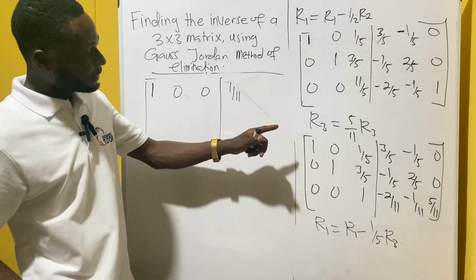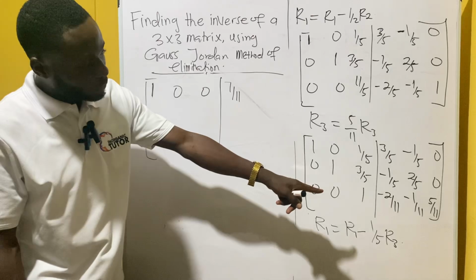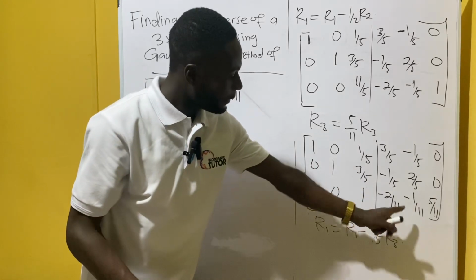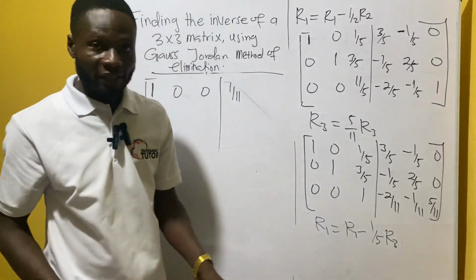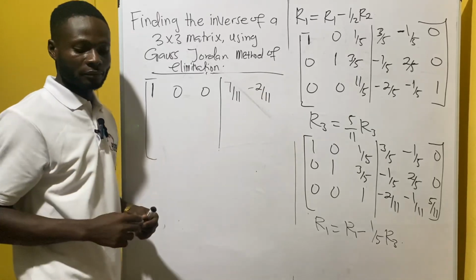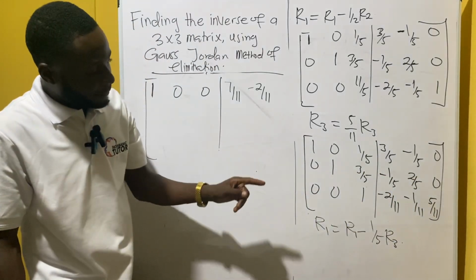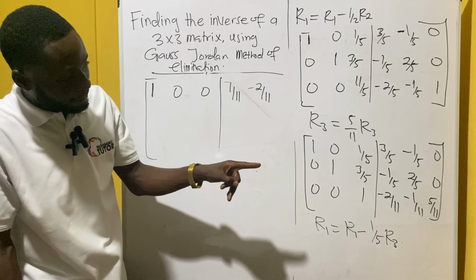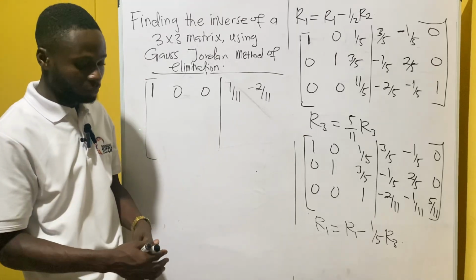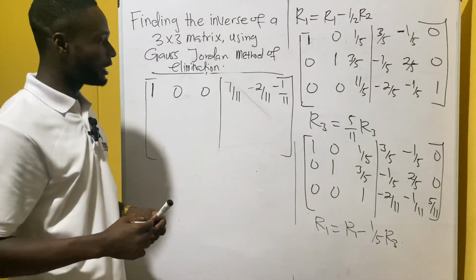Then the second one is going to be minus 1 on 5 minus 1 on 11 times 1 on 5, right? And that is going to be minus 2 on 11, right? And the last one right here is going to be 0 minus 1 on 5 times 5 on 11, right? And that is going to be negative 1 on 11. So we are done with the first row.